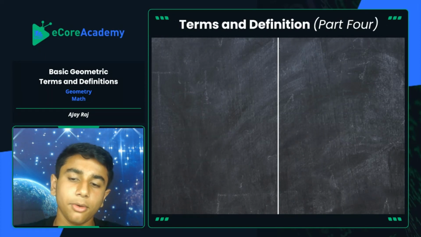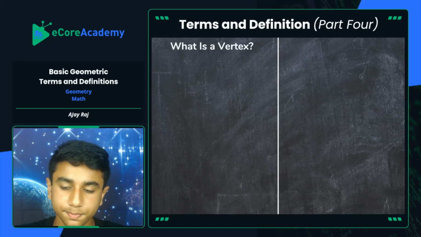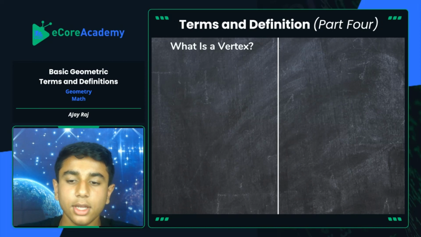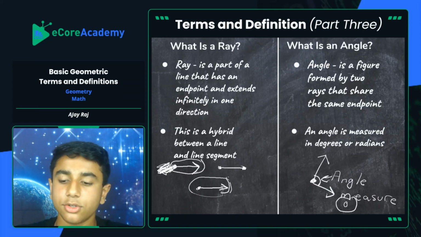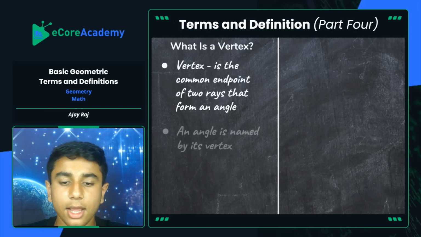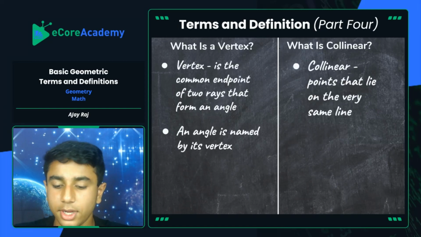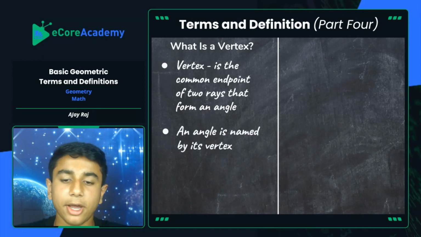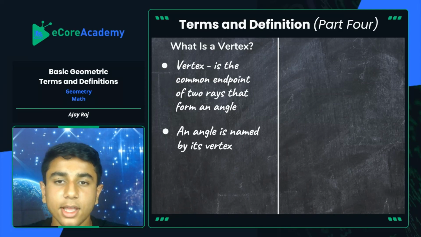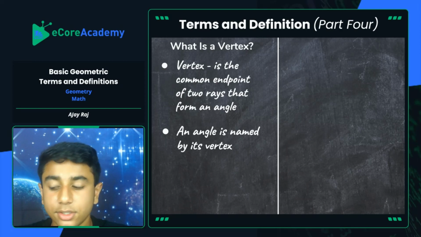Otherwise, you're going to be thinking about our next definition, which is a vertex. A vertex is the common endpoint of two rays that form an angle. Like I showed you here, these are two rays intersecting right here, and this common point where they both share an endpoint is where the vertex is created. So an angle is named by its vertex. Once you discover where two rays intersect, you can name the angle by the vertex that it's intersecting at.